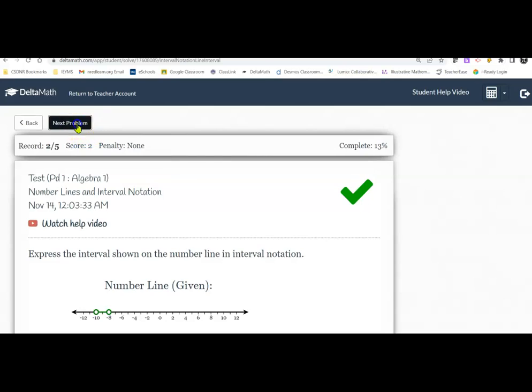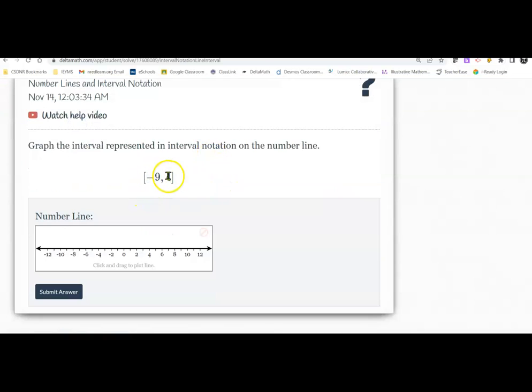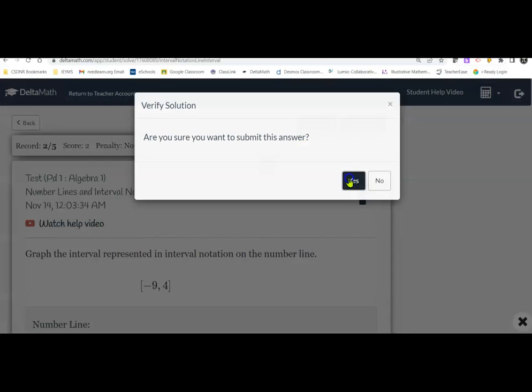Let's try this one more time. -9, 4. So -9 is my lowest value. So I'm going to click here one time. I'm going to drag it, but this time I'm going to stop at +4. Now notice there's a bracket next to -9, so that means I can be equal to it, so solid. There's a bracket next to 4, I can be equal to it, so I'll keep it solid. Let's try one more.